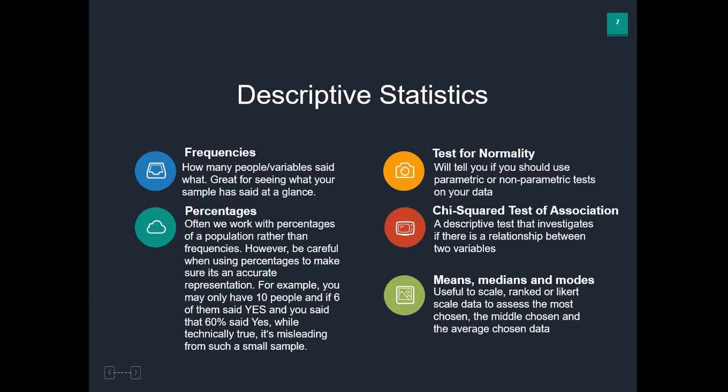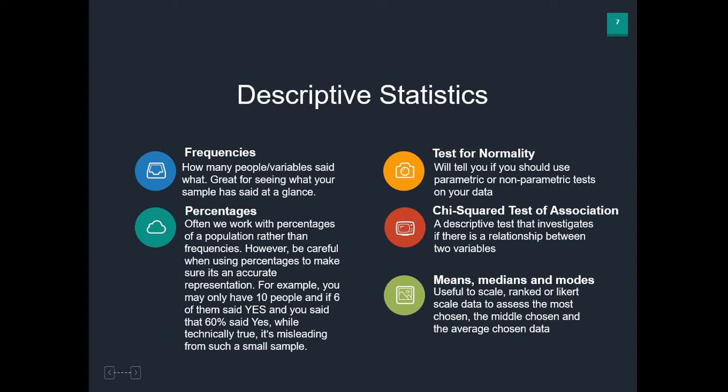So, for example, if your entire population is 1,000 people, but you've only spoken to 10 people, and if 6 of them said yes to one of your questions, then while yes, 60% of 10 have said yes, if you were to put that in your results and to say 60% of people are more likely to say X than Y, well, it's a bit misleading, really, because it's only 6 people out of 10 rather than, for example, 600 people out of 1,000. So just be careful when you're using percentages.